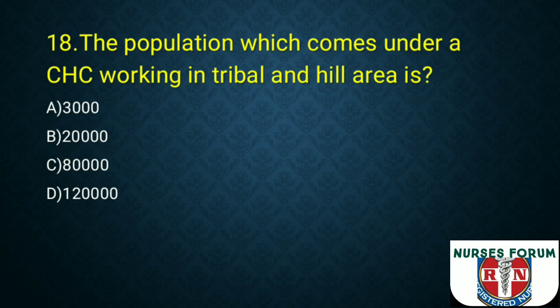Next question. The population which comes under a CHC working in tribal and hill area is: 30,000, 20,000, 80,000, 1 lakh, 20,000. Right answer is 80,000.